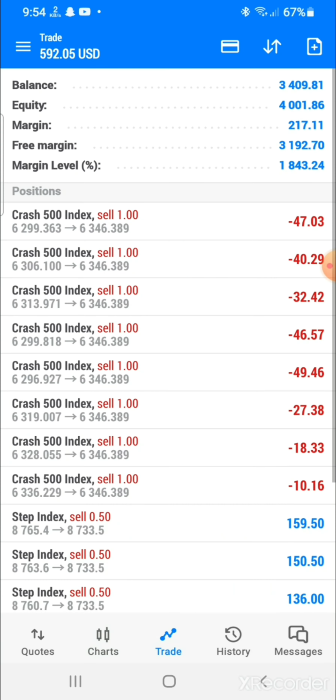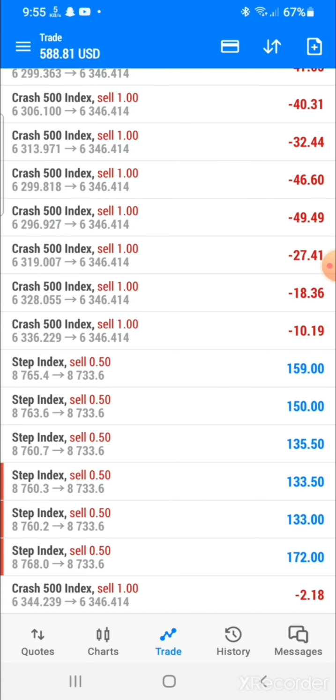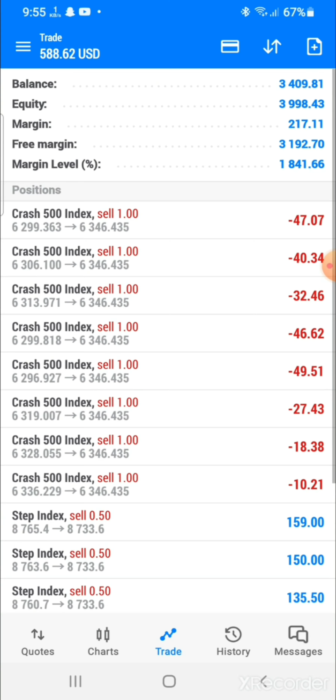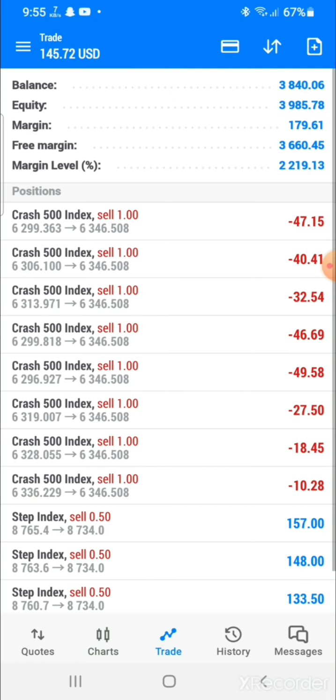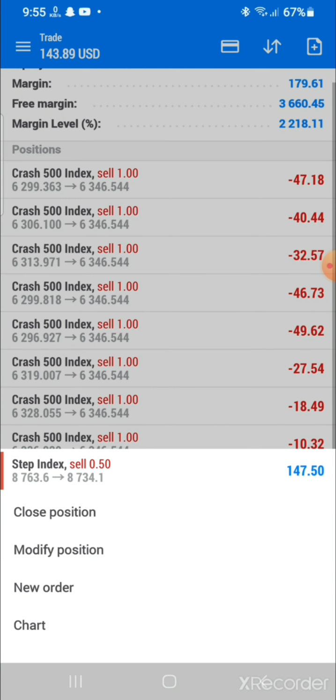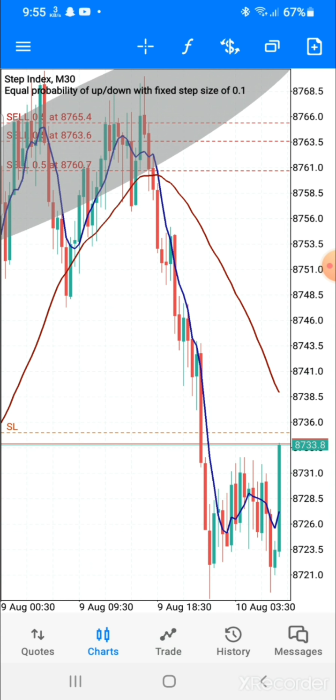This one now is about to hit stop loss. Let's see. It's definitely going to hit because it's so close. And yeah, we're going to be out of step index. At least now we can just focus on only crash 500 index, right? Yeah, that's the best way to trade.